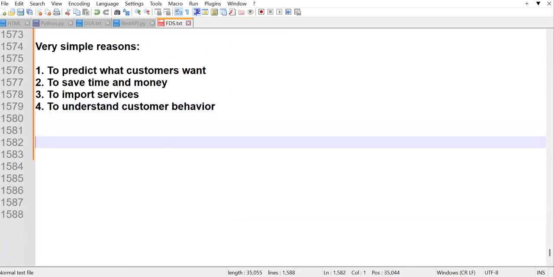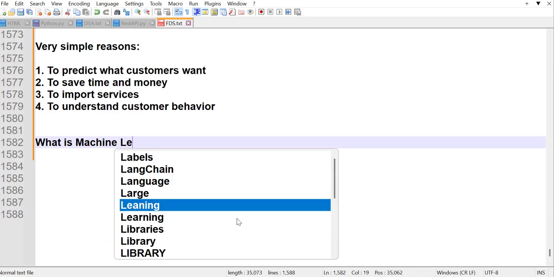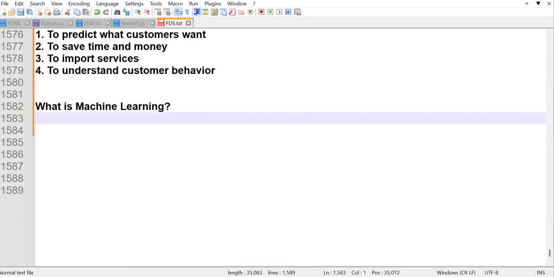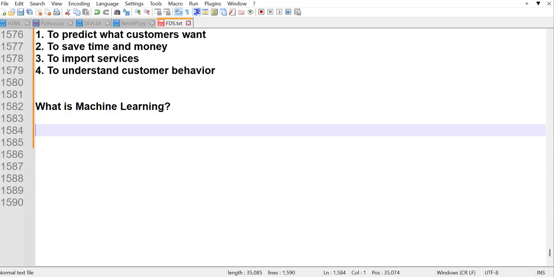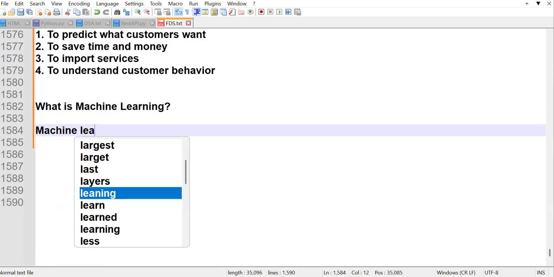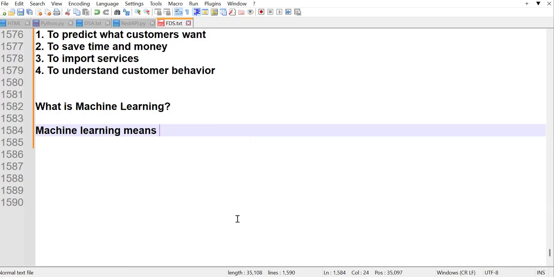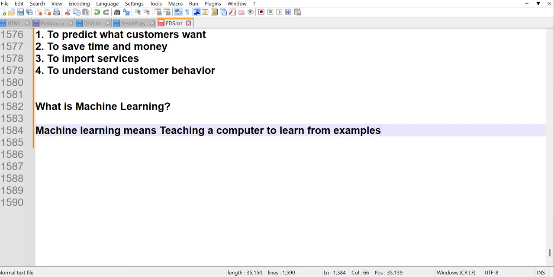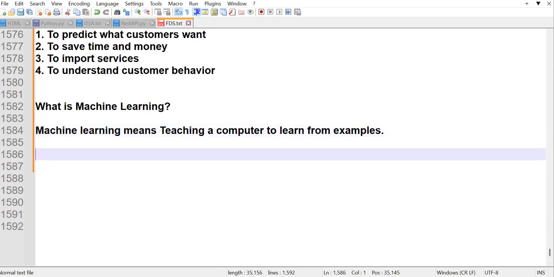And one more frequently asked question is: what is machine learning? Means you're learning data science. Although we didn't start the machine learning topic, maybe this question can be asked to you. So you should have a basic understanding, rather than deep knowledge right now. So what is machine learning? Machine learning means teaching a computer to learn from examples. What are the examples?